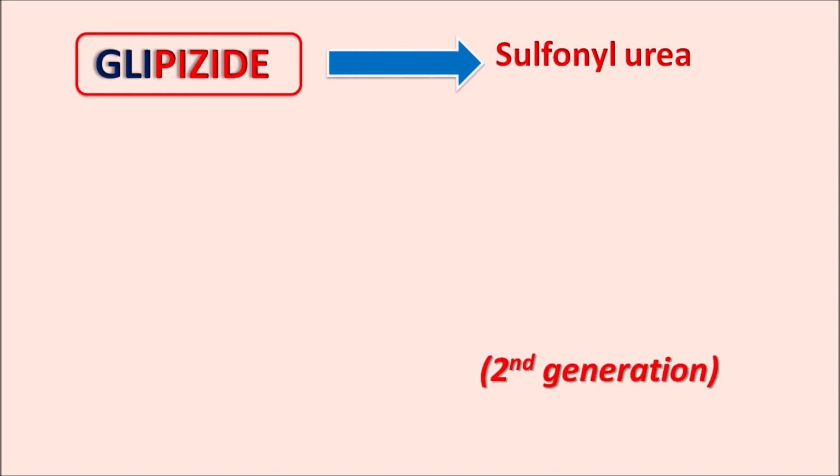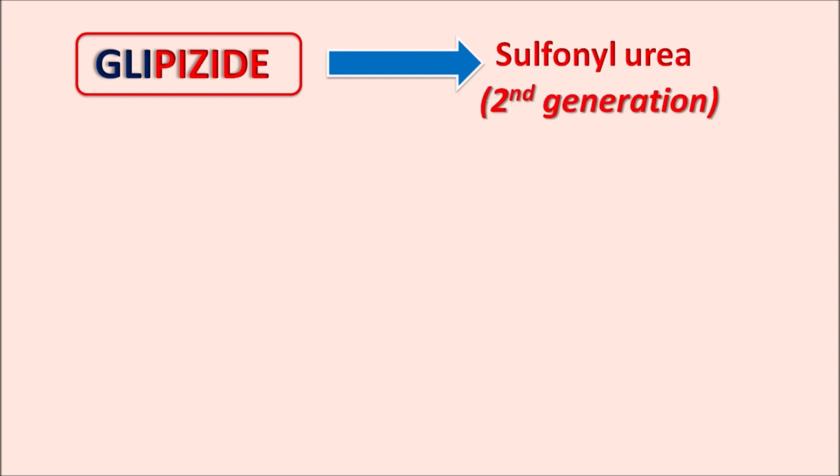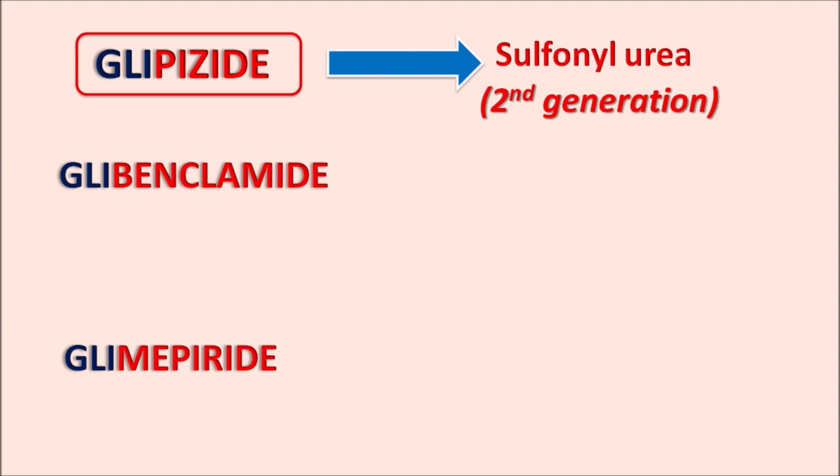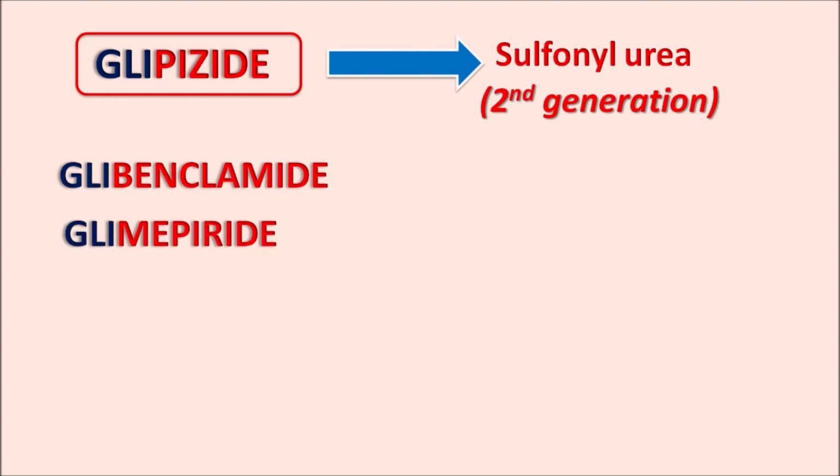And this glipizide chemically belongs to sulfonylureas, and within the sulfonylurea category, two generations are there, first generation as well as second generation. Among these, glipizide is a second generation sulfonylurea derivative. We have a few other drugs within this category such as glibenclamide and glimepiride. All these drugs are second generation sulfonylurea derivatives.